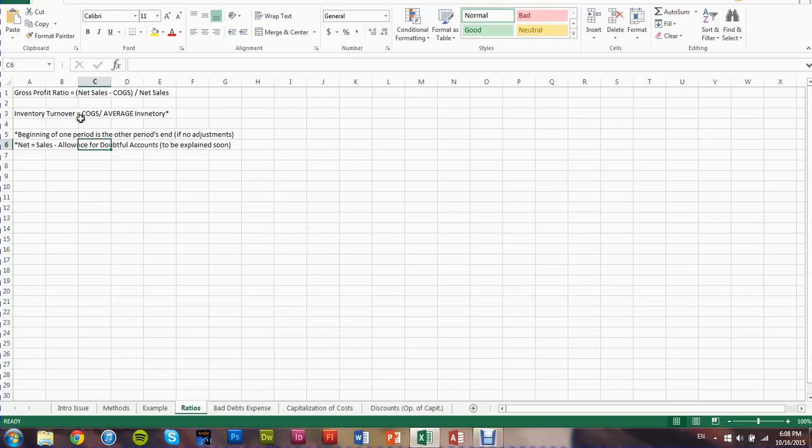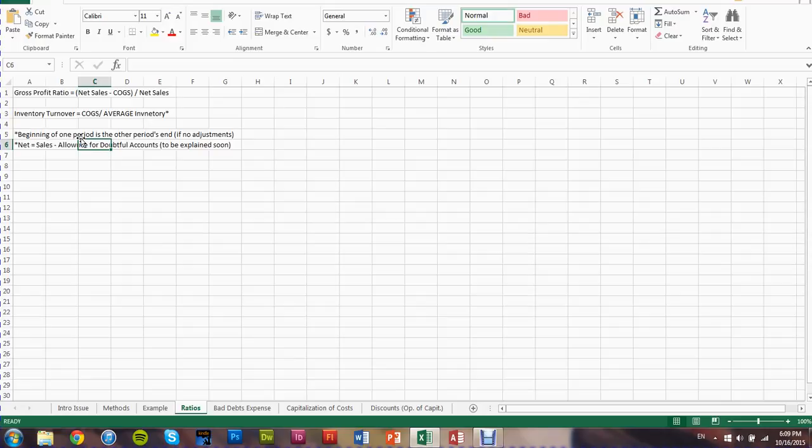And then inventory turnover is cost of goods sold divided by average inventory. And as you can see here, I made a little note. The end of one period is the next period's beginning. So let's say you're given December 31st, 2011, that's the same thing as the beginning inventory of year 2012. And of course average just means taking the beginning inventory plus the ending inventory and dividing by 2.